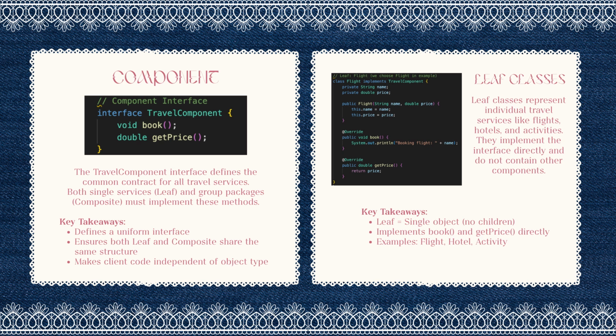And next, leaf classes. Next are the leaf classes such as flight, hotel, and activity. Each one represents a single travel service. They implement the interface directly, providing their own booking action and returning their individual price. These classes cannot contain other components because they are the basic building blocks of the system.